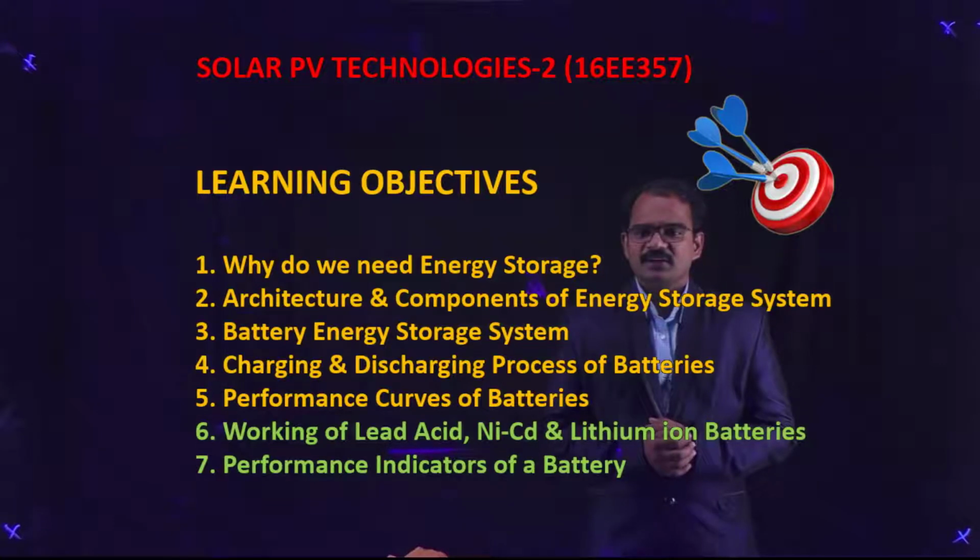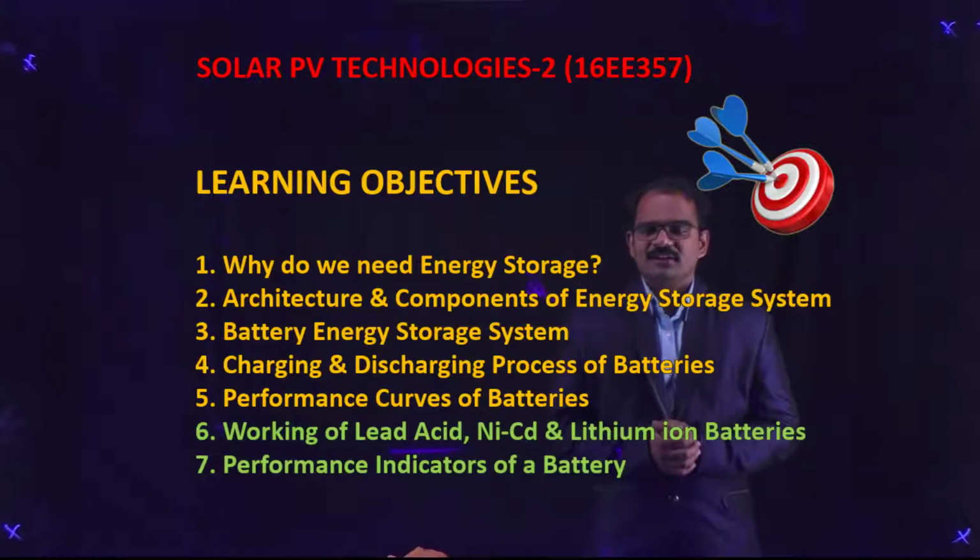Now in this particular class we are going to discuss the last two learning objectives of unit number 4, that is battery energy storage technologies, and the working of different types of batteries. So we are going to see the working of a lead acid battery, the working of a nickel cadmium battery, and the working of a lithium ion battery. And then we are going to see different performance indicators of a battery, like what is battery capacity, what is state of charge, what is depth of discharge, what are round trip efficiencies, what is self discharge, and many more things that we are going to see in this particular lecture.